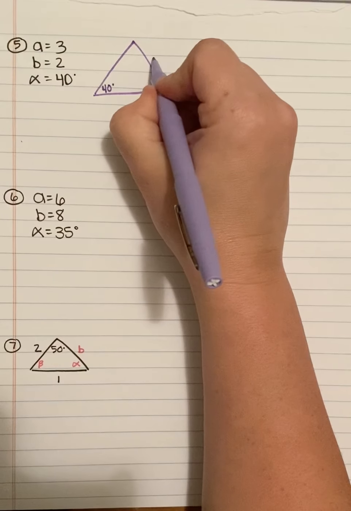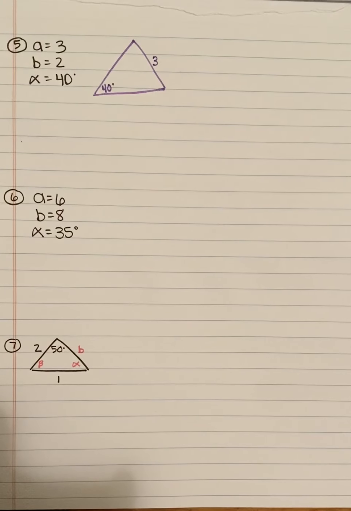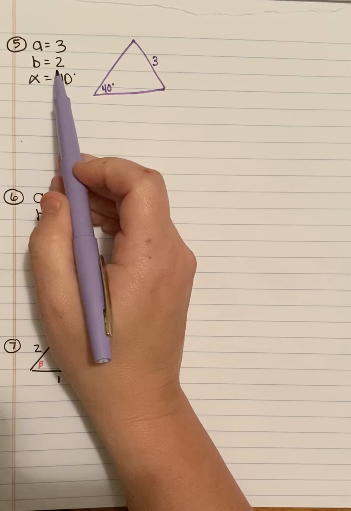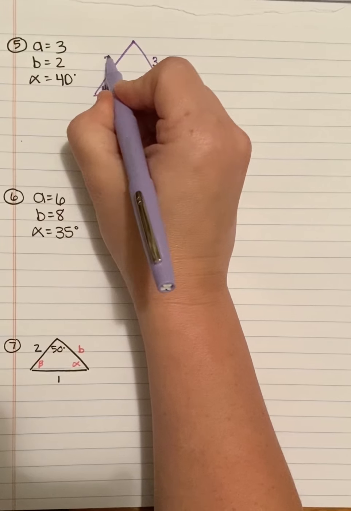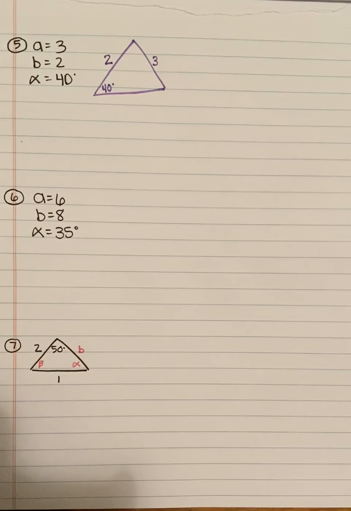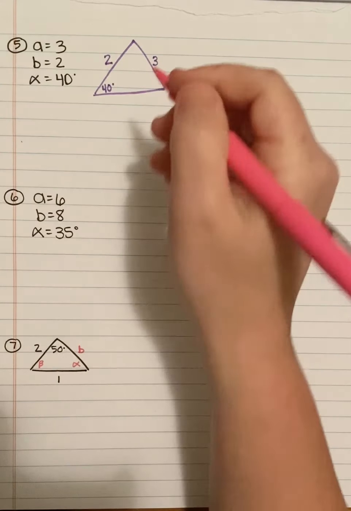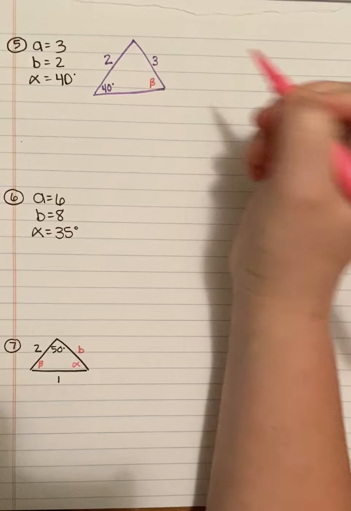Now, across from alpha is A. Well, they give me A, which is 3. Next thing I'm going to do is put this other side, which is B, right beside this to look like here. Now, since that was B, we have to look at some things that we're missing. Since 2 was B, across from B is going to be beta.